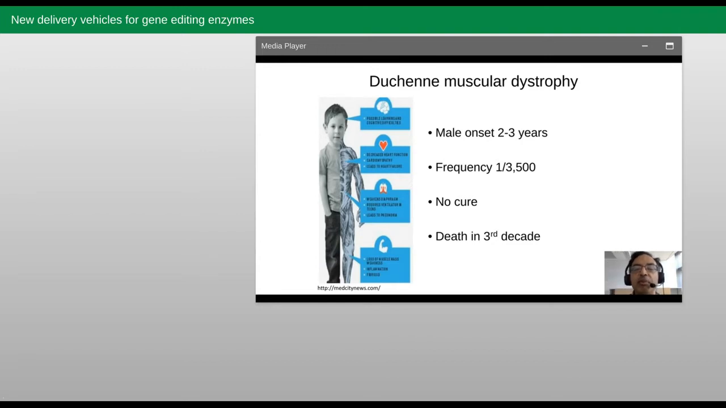CRISPR Gold has numerous potential medical applications. The first one we selected was using it to develop a therapeutic for Duchenne's muscular dystrophy. We selected Duchenne's as an initial testbed for CRISPR Gold because of the great unmet medical need with regards to treating this disease. Duchenne's affects Caucasian males with a fairly high frequency for a genetic disease, 1 out of 3,500. There's no cure for this disease. Every patient who gets this disease pretty much dies in their 30s or 40s.